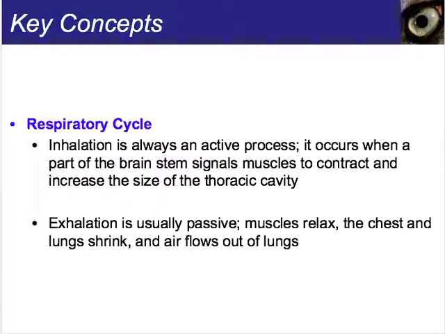So key concepts: inhalation is always an active process. It occurs when a part of the brain stem signals muscles to contract and increase the size of the thoracic cavity. And exhalation is usually passive. Muscles relax, the chest and the lungs shrink, and air flows out of lungs.